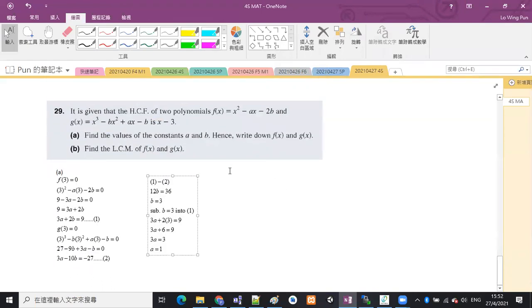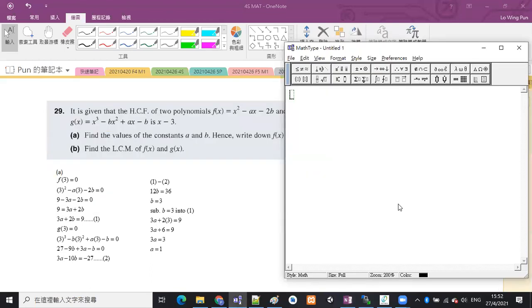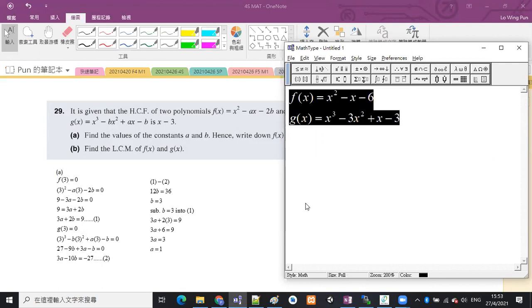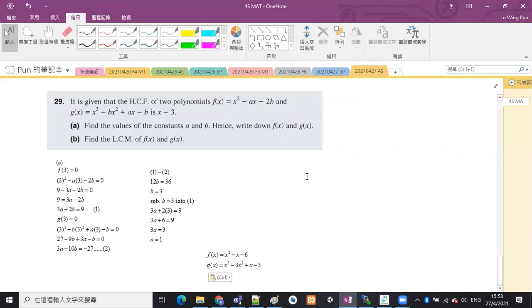Can you get this? Hence, write down fx and gx. So fx becomes x squared minus ax, that is minus x, minus 2b, minus 2 times 3, that is 6. Okay, and then gx will be x cubed minus bx squared, 3x squared, plus ax, 1x, minus b, that is minus 3. Okay, so that is the answer of the second part of part A.